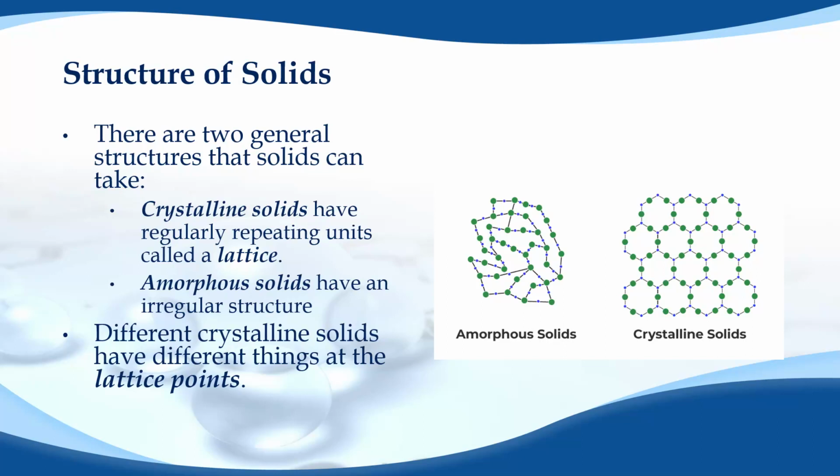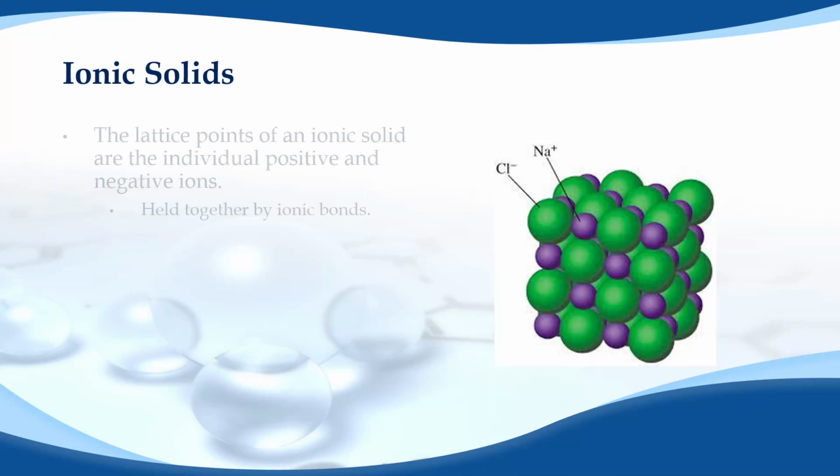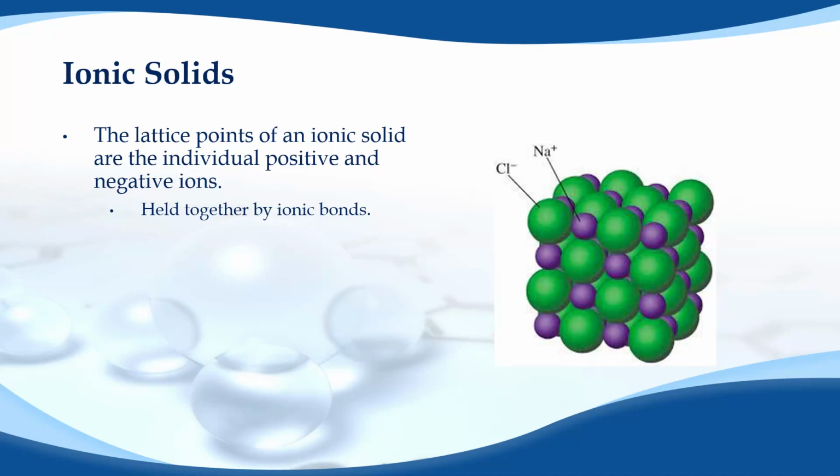The first type of crystalline solid we're going to go over is the one you're probably most familiar with, and that is the ionic solid. In an ionic solid, the lattice points, so the corners of those crystals, are the individual positive and negative ions. So the image that I have here is a sodium chloride or table salt crystal.